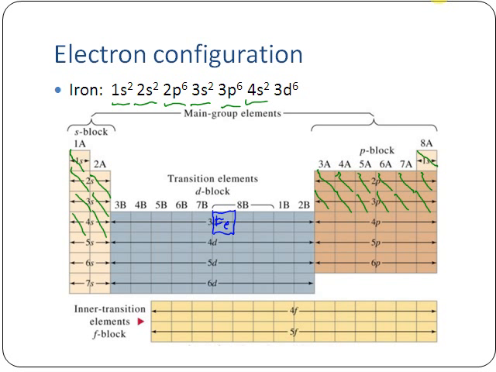Now remember that the next block is not the 4d, it's the 3d. And it has how many here? It has 1, 2, 3, 4, 5, 6 electrons. So 3d6 is what we get for iron. And so that's how you'd work out that particular electron configuration.